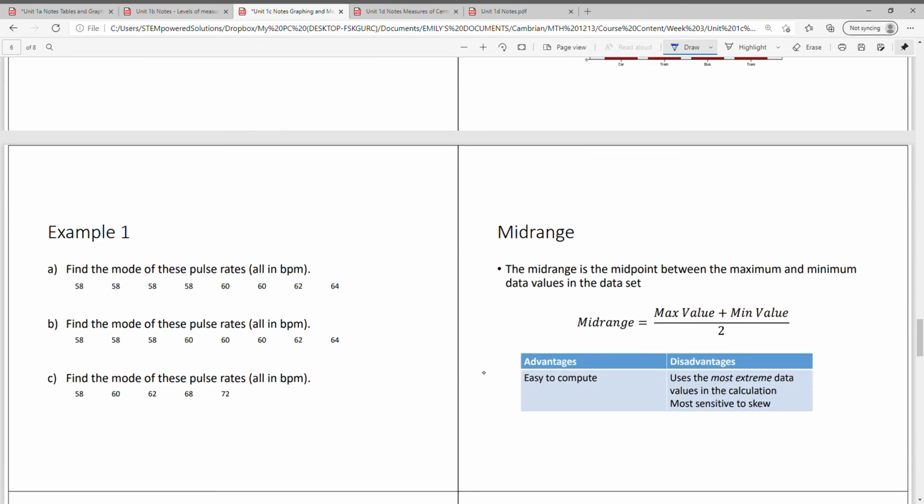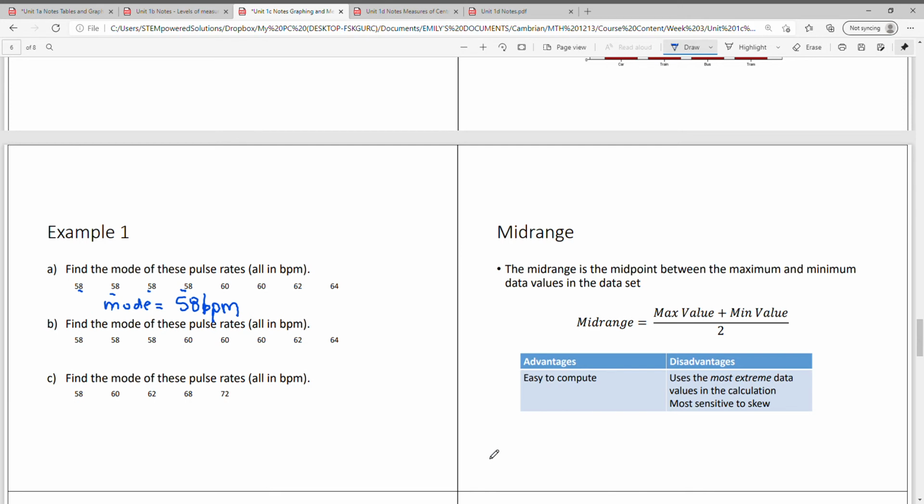So the most occurring number in this series of numbers here is 58 because it's repeated 4 times. So we have 1, 2, 3, 4 58s. Therefore, the mode is equal to 58 beats per minute.